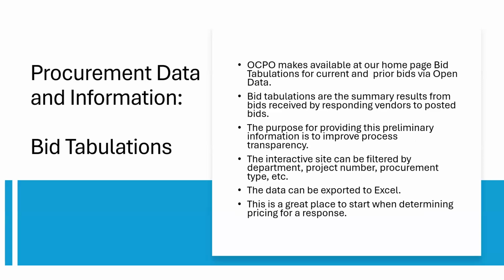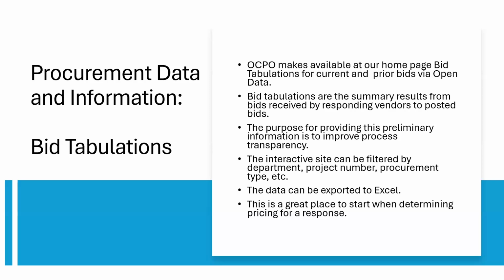So another useful tool on the procurement data and information link is the bid tabulations. So we make our bid tabulations available for the public for current and prior bids in open data. So not just bids that have recently closed, but I believe this site also goes back to 2016. So you can see all the tabulations for all of the bids that have been submitted since then. And a bid tabulation is a summary of the results from the bids received from vendors in response to a particular bid.